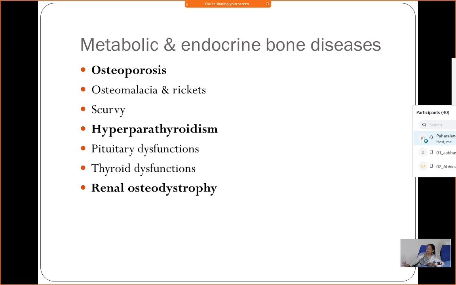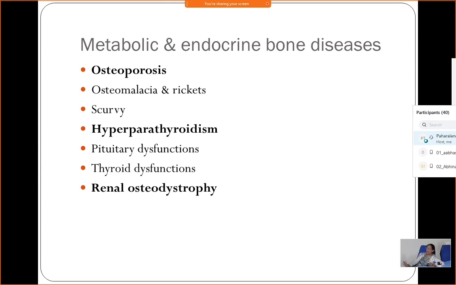But all those hormonal defects may be due to thyroid dysfunction, and pituitary dysfunction can also cause defective bone disease. Vitamin C deficiency, which causes scurvy, also involves the bone, and vitamin D deficiency, especially in children, causes rickets, and in adults causes osteomalacia. In these, there is a problem with mineralization of the bone because vitamin D is required for calcium deposition within the bone, and if that is defective, there is defective mineralization.